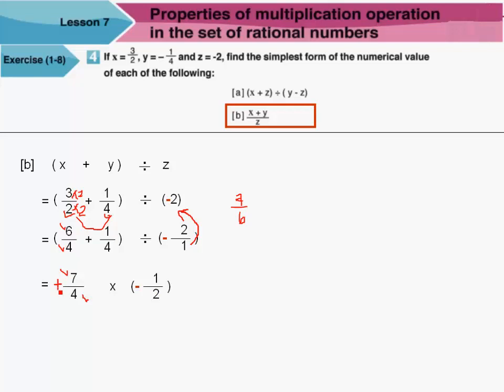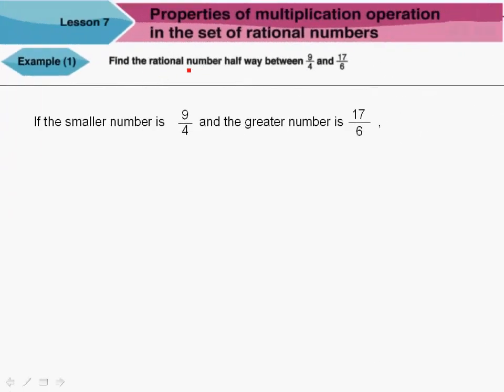Plus, we have here plus, but we don't write plus, as I told you. Plus times minus is equal to minus. 7 times 1 is 7. 4 times 2 is 8. So this is the simplest form of the answer.